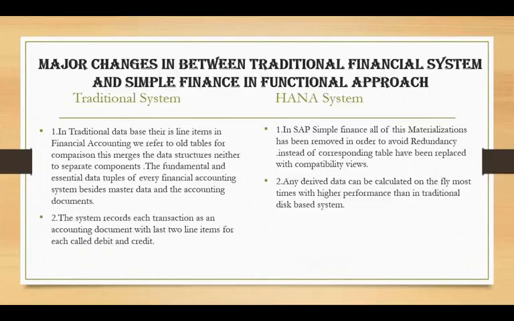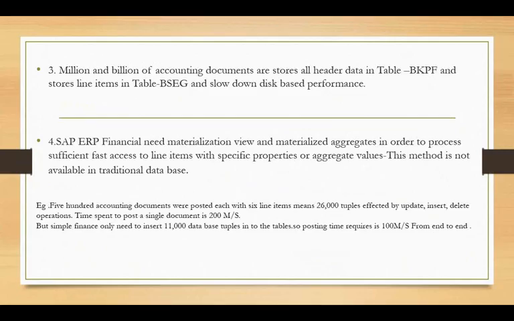Another important point, everybody knows this: even if you use the traditional system or the HANA system, each transaction requires debit and credit. And one more important functionality in the new HANA database is that any derived data can be calculated on the fly. Fly means cloud, most times with higher performance than the traditional disk-based system. Here, millions or billions of accounting documents are stored, with all header data in one table and the line items in a separate table, which slows down the disk performance.